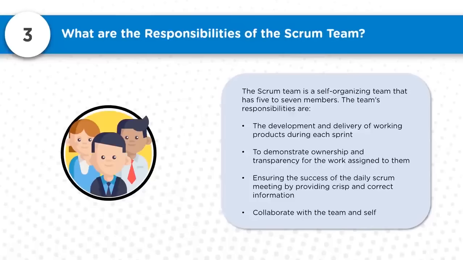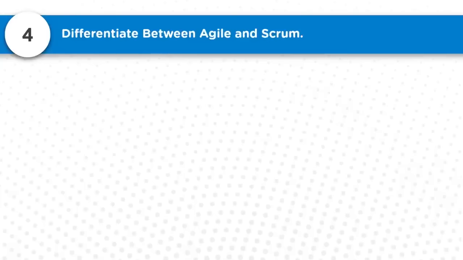So it should be a minimum 15 minutes meeting when we say daily stand-up meeting. So the Scrum Team collaborates with each of the team members, they work together and they self-organize. So next question, differentiate between Agile and Scrum.